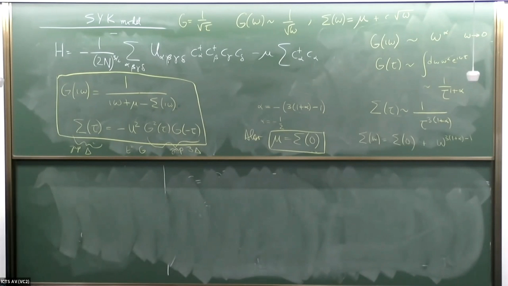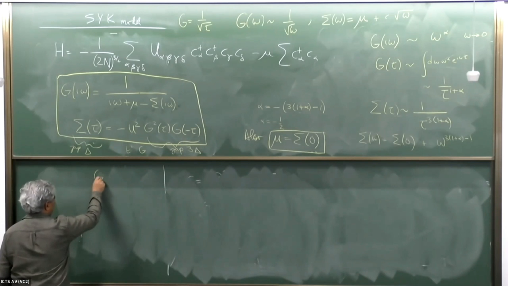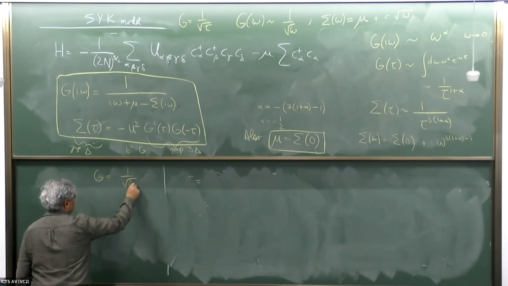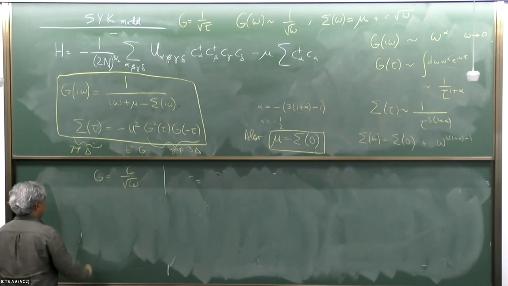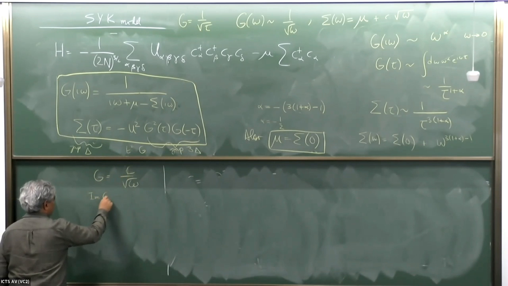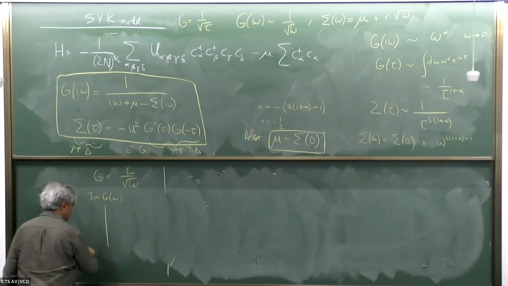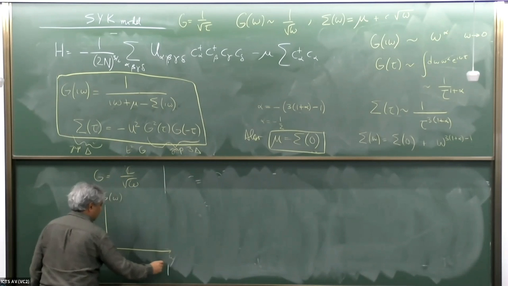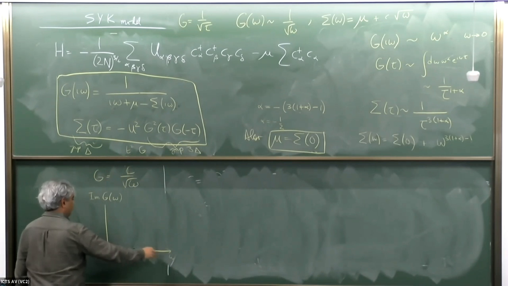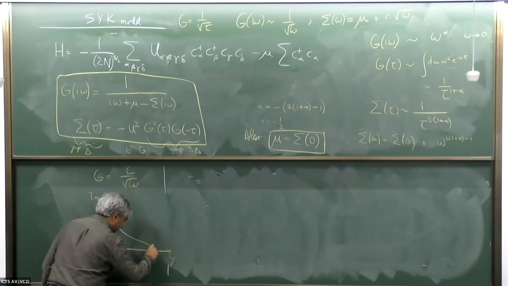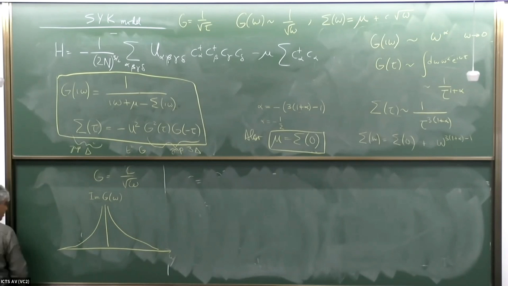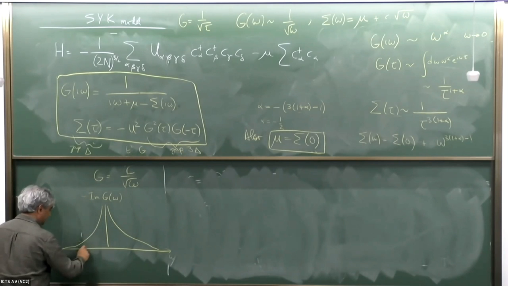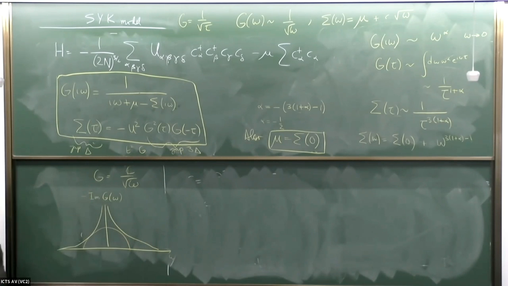Anyway, to summarize, G of omega, with various phase factors, goes as 1 over square root of omega. And in fact, the coefficient here is a complex number in general. So if you plot Im G of omega, at large omega it has to go to zero, probably exponentially fast, but it has a square root of omega divergence. There's some peak like this. And for the random matrix problem, Im G of omega was the semicircle. So the semicircle has become this singularity at zero frequency.